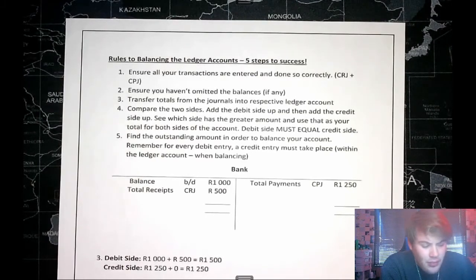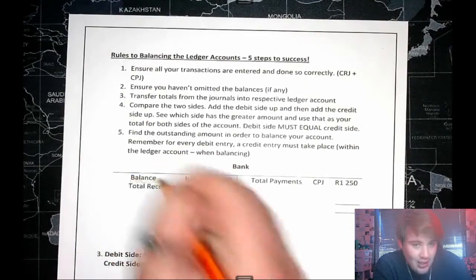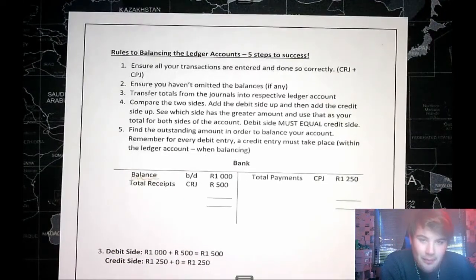Step 2, ensure that you haven't omitted any balances or of course totals, if we work in the nominal section, if there are any. Here is our balance already for us in our bank account. We're going to work with the bank account now. From step 2 we go to step 3, which tells us to transfer the totals from the journal into the respective ledger account. So in this case we're going to use the bank account.